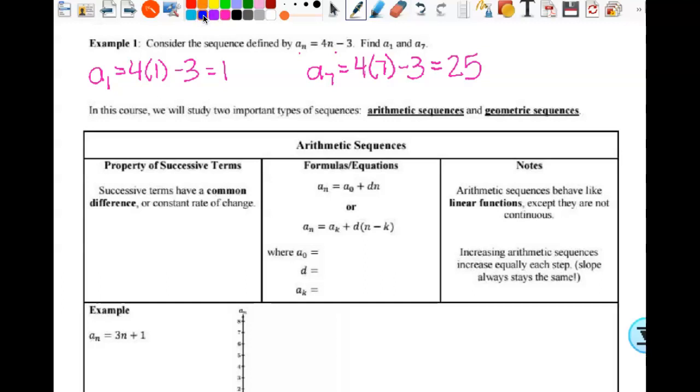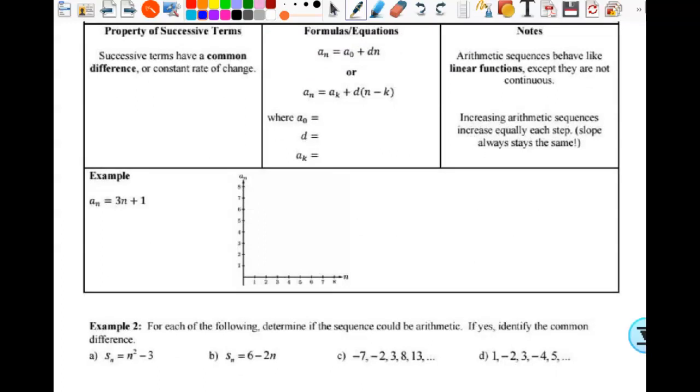So we have 2 types of sequences that we're going to look at. Arithmetic sequences, which is what we're looking at today. Geometric sequences, which is what we're looking at tomorrow, which will lead us into the next thing that we are doing. So for arithmetic sequences, here's the property of successive terms, meaning the terms that come one right after the other. Successive terms have what's called a common difference, and your common difference is shown by the lowercase letter d, which basically means your constant rate of change. Okay, common difference, it's a constant rate of change, that means that the arithmetic sequence will look linear, but again, no connecting the dots.